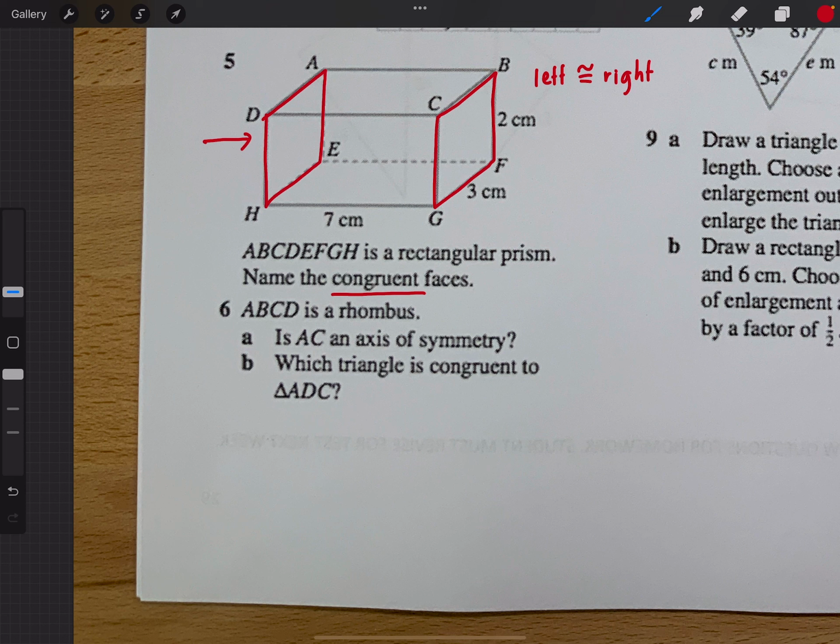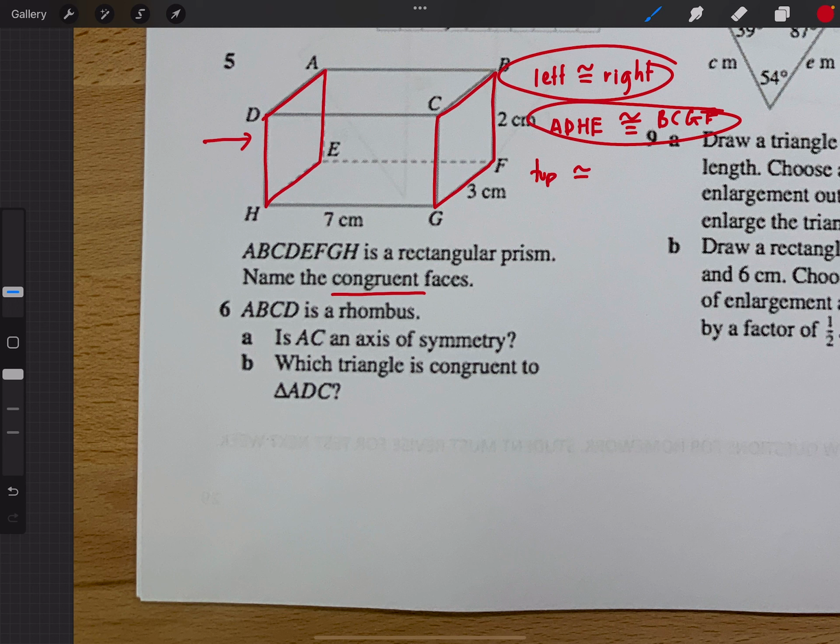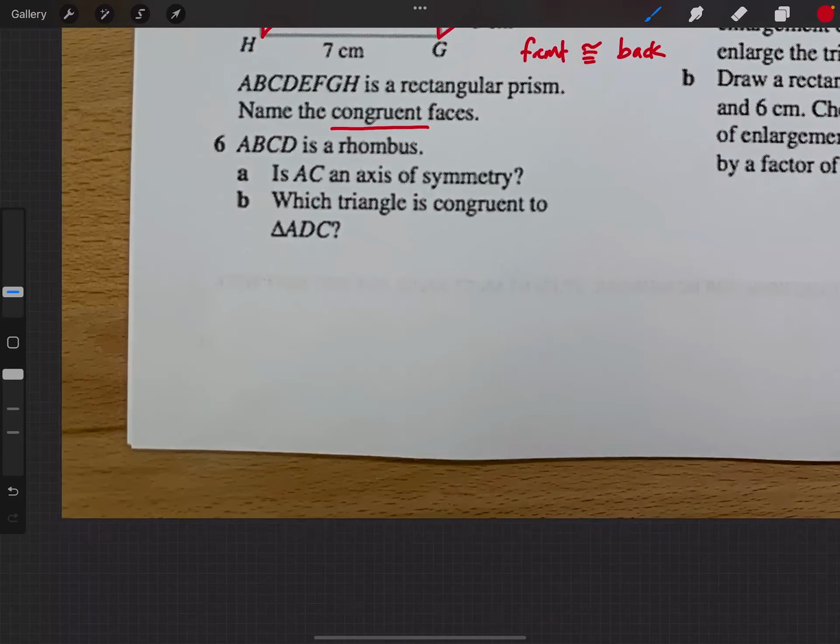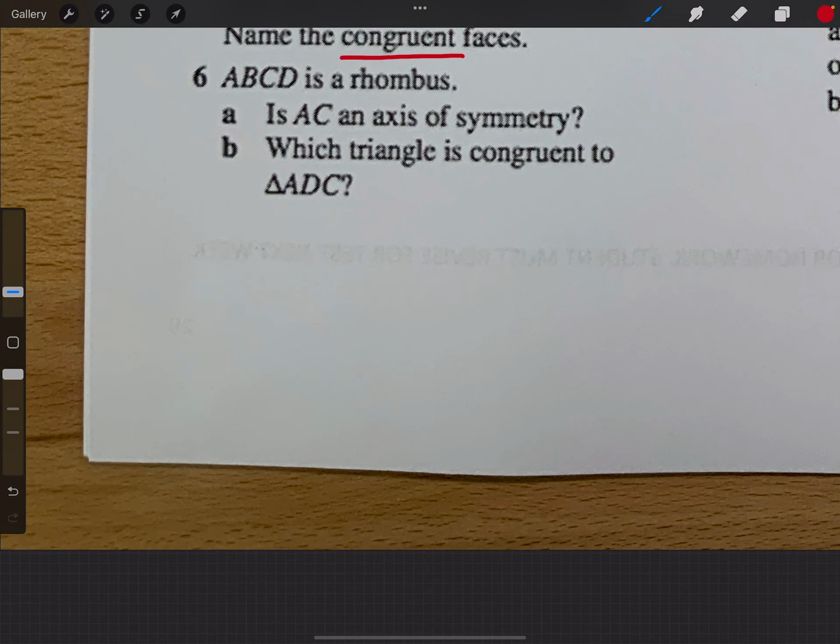You can also say ADHE is congruent to BCGF. Okay, but you don't have to write this. It's kind of tedious. Just write this is fine. You can say top congruent to the bottom, and you can say front congruent to the back. That's fine.